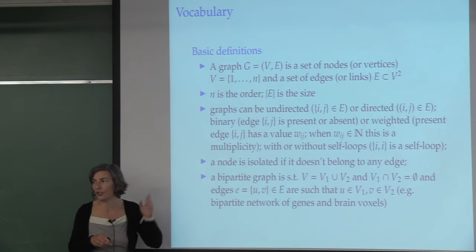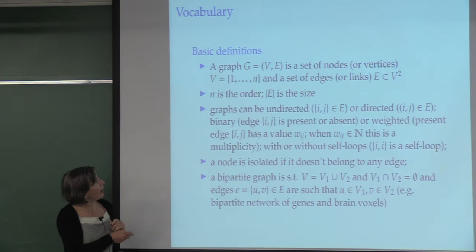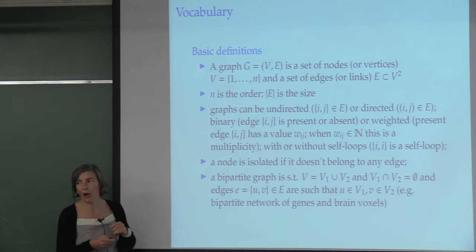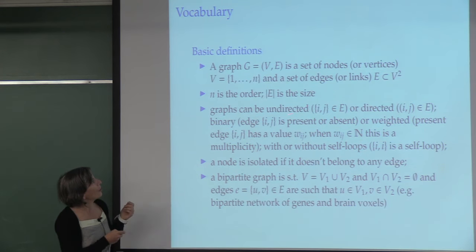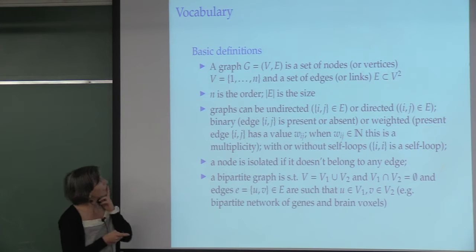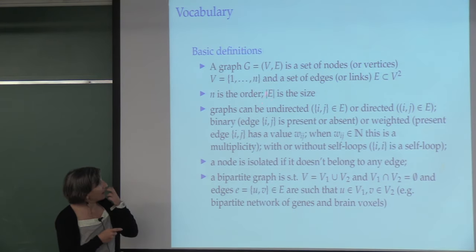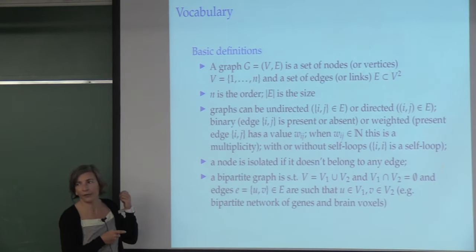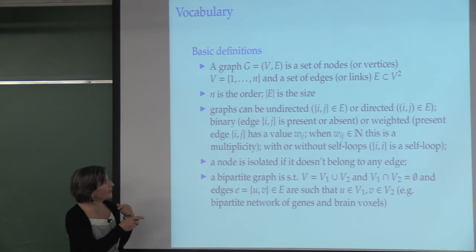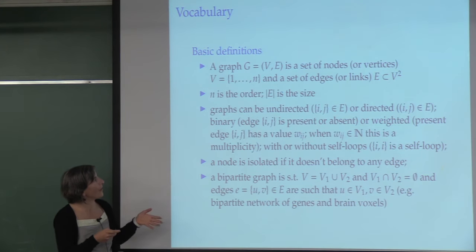Okay, so basic definitions to start this course. A graph, G, is composed of what I call V, a set of nodes or vertices. A vertex is a node, okay? A set of vertices V and a set of edges E. So an edge or a link is just a connection between two nodes. We call N, the number of nodes, the order of the graph, and this is the number of edges in the graph, the size. So this notation is for the cardinality of this set, okay? And it's the number of edges in the graph, it's the size of the graph.